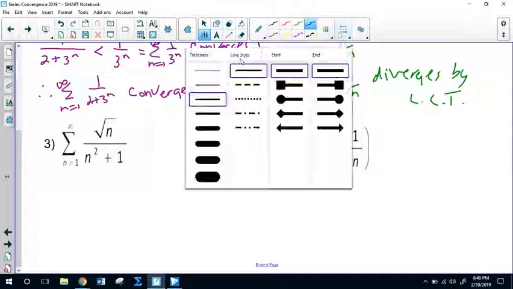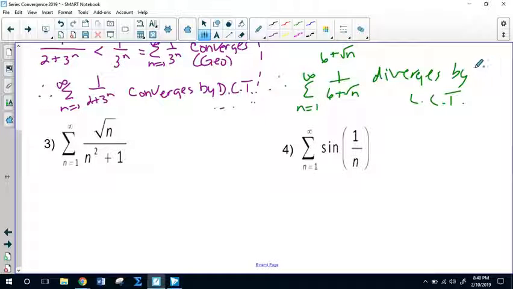So this next one, I don't know if there's one way that's better than another with this one. I tend to do a lot of radical stuff with the limit comparison, but I think I'm going to try this one with direct comparison just for practice purposes. I'm looking at this and I see square root of n in the numerator and n squared in the denominator. I'm feeling like this is going to converge because the denominator is going to stay pretty big in comparison to the numerator. So we'll see what happens here.